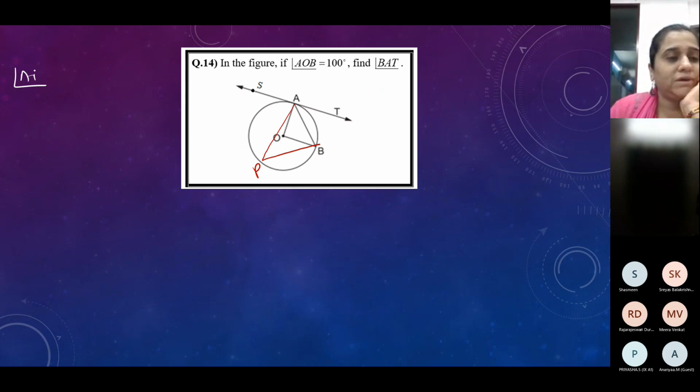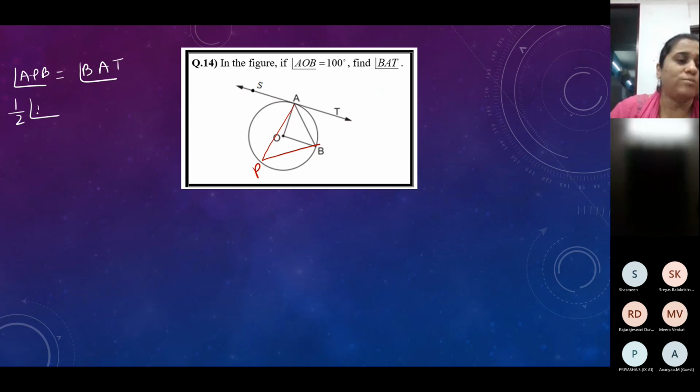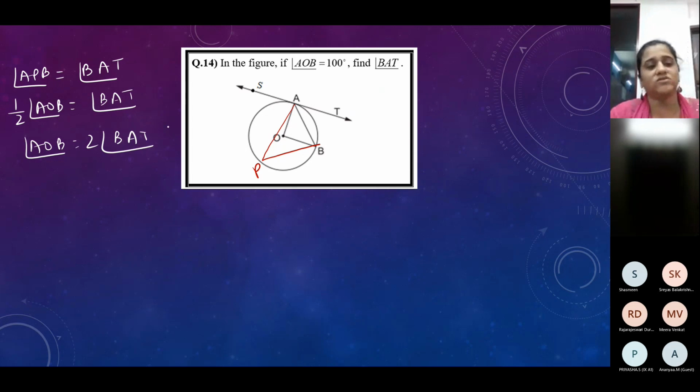Angle APB is equal to angle BAT. This is the result. So what is APB? It is half of angle AOB. Half of angle AOB is equal to BAT. So on cross multiplying, you get angle AOB is equal to twice angle BAT. You're using this straight away. You're manipulating the result of the alternate segment theorem and using it.